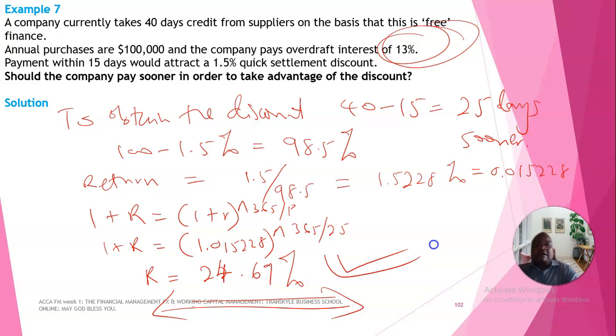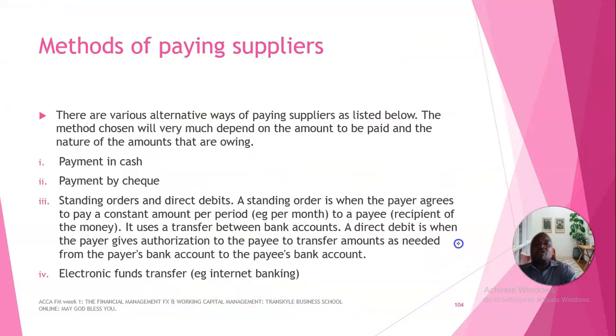All right, let's talk of the method of paying suppliers. What method are we going to use? Because in the examination, we might be asked on which methods could be used by the company. We might pay suppliers using our own cash, I mean the cash we have at hand. We can use the checking.